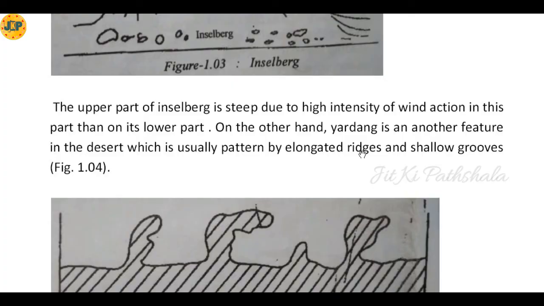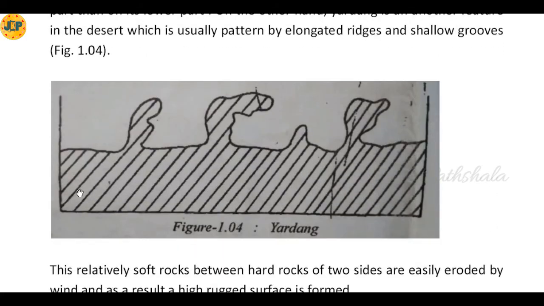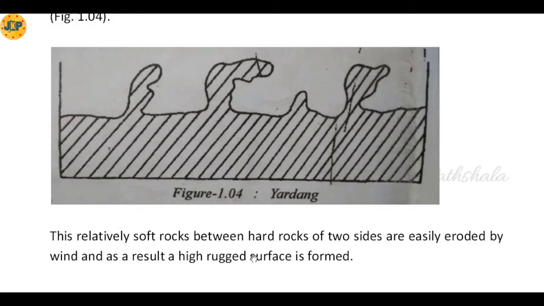On the other hand, yardang is another feature in the desert which is usually patterned by elongated ridges and shallow grooves. Yardang is also an example of abrasion. So here you can see the figure of yardang. These relatively soft rocks between hard rocks on two sides are easily eroded by wind, and as a result a rough surface is formed. Here you can see some of the portion had been raised up while some of the other had already been eroded. So what is the reason behind this?